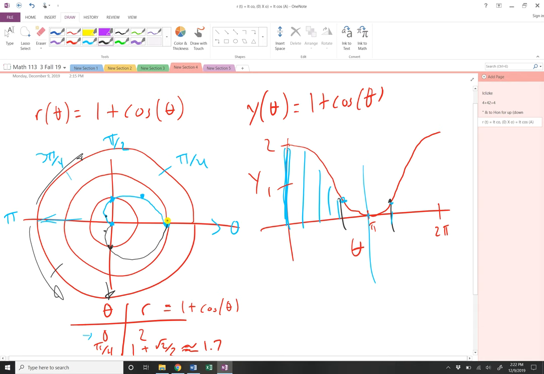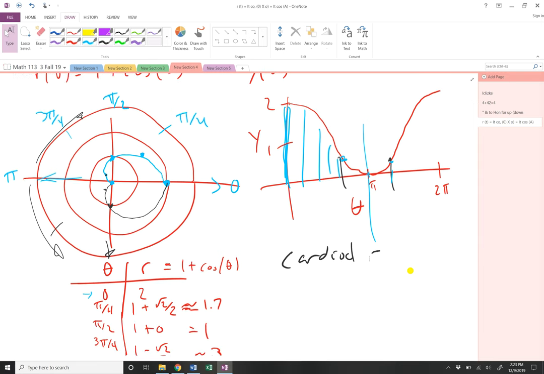If you have the graph, you can start reading off the points just from the graph, and you can start to get a feel for how your output, your radii, are going to change for your different angles. Okay? This shape has a name. It's called a cardioid. Why is it called a cardioid? Because it has a heart shape, right? Cardioid, cardiac, right?